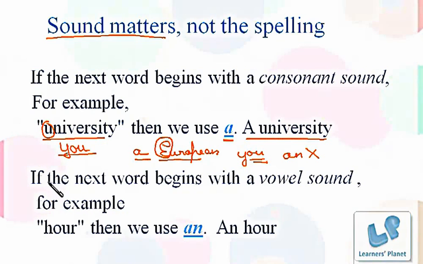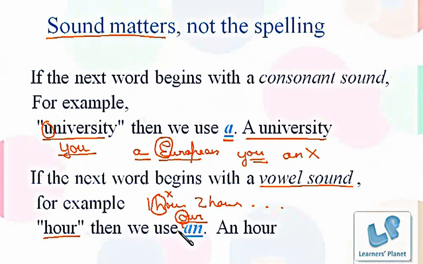Now let us take the second case. If the next word begins with a vowel sound, for example, hour, then we use an. So here we are talking about 1 hour, 2 hours, and so on. So over here we see that it begins with a consonant, H. But again, when you listen to this word carefully, you'll realize that H is not actually pronounced over here. It's only O-U-R which is being spoken. H over here is silent. And with a vowel or a vowel sound, we use an. So over here we'll use an hour instead of a hour. Okay?